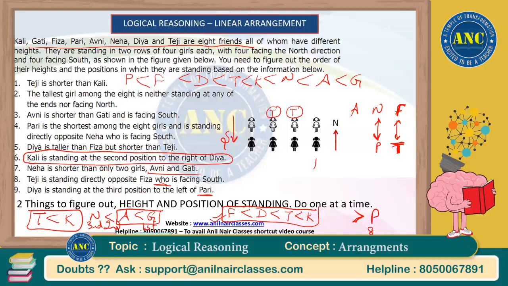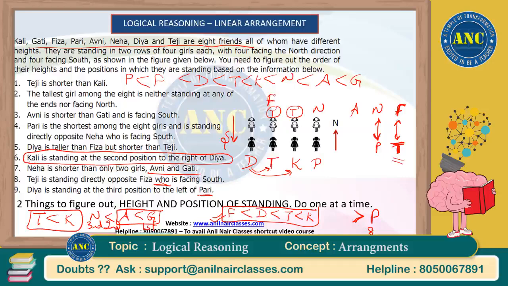So if Pari is standing here, then the third position to his left would be first, second, and third. So Diya would be here, right? Now the sixth line would make sense to us because we have got Diya now. Kali is standing at the second position to the right of Diya. So the second position to the right of Diya would be first to the right and second to the right. So Kali would be here, and Pari has Neha opposite to her, right? And the only position left is for Teji now. So Teji would be here, and Fiza would be here.